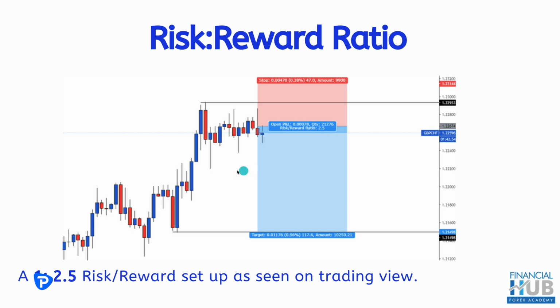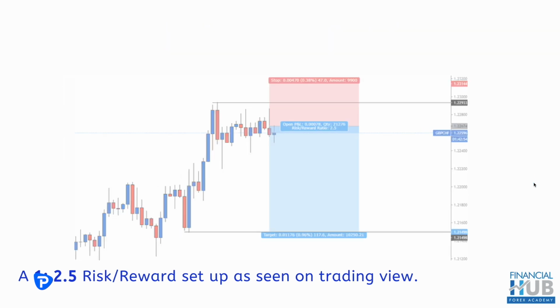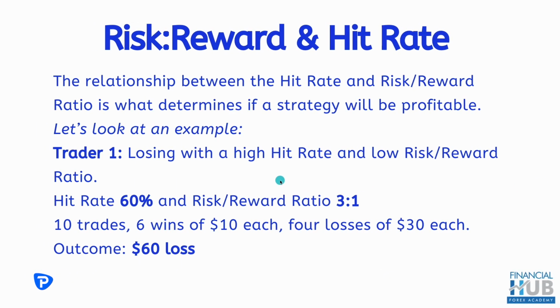So on TradingView, this is always the setup. This side is the risk side, and the blue side is the reward side. For this, you can see it has a risk reward ratio of 2.5. Basically, for every $1 I'm risking, I'm expecting to make $2.5 on the trades I'll be taking. So this is just a setup on TradingView. I'm sure most of you use TradingView, and you can relate to that.